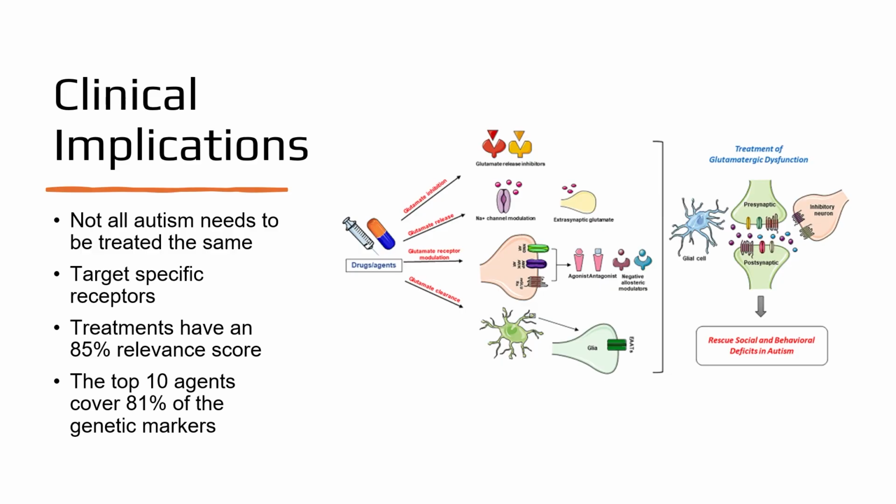Simplified, this means we don't need hundreds of different drugs. We need a precise application of the right tools. We can move away from purely managing autistic behaviors to treating an individual's biology.